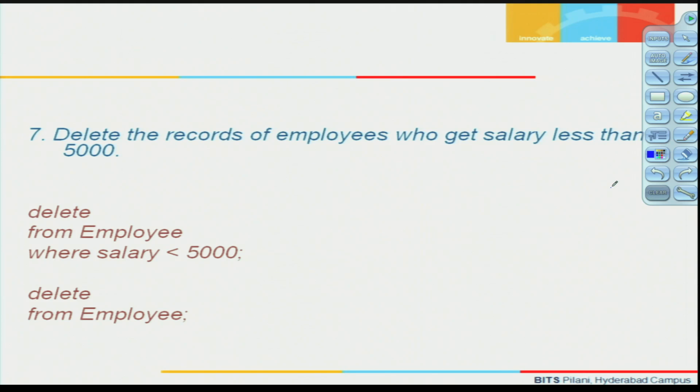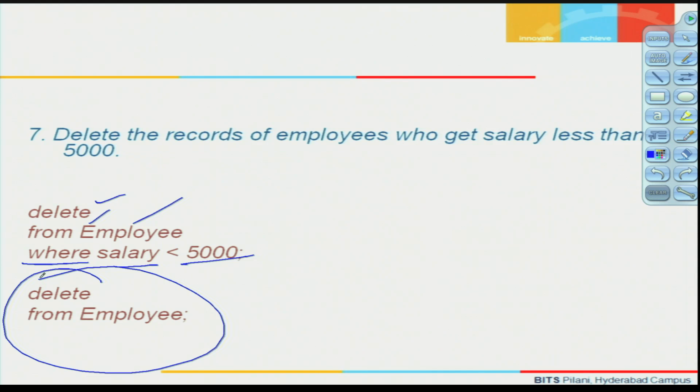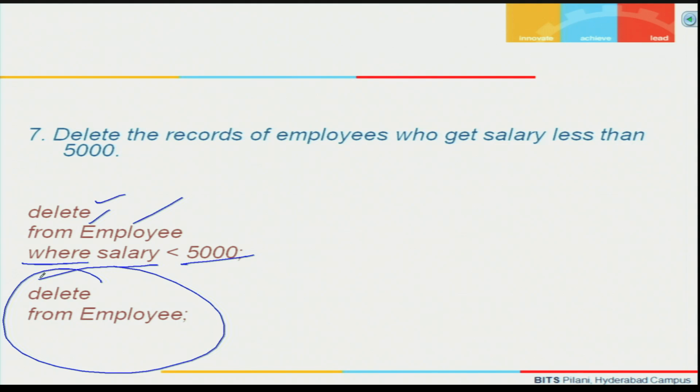Similarly, we can delete some tuples depending on the requirement. Delete the records of employees who get salary less than 5,000. Delete from employee where salary less than 5,000. So it will go to the employee table and check whether the salary value is less than 5,000 or not. If it is so, it will eliminate all such tuples. And if you simply write this without a condition, it is going to eliminate all the tuples independent of anything. There is no check, there is no condition that needs to be satisfied. Hence, all the tuples will qualify, and then all the tuples will be deleted from the table.